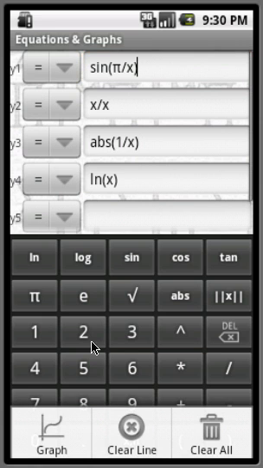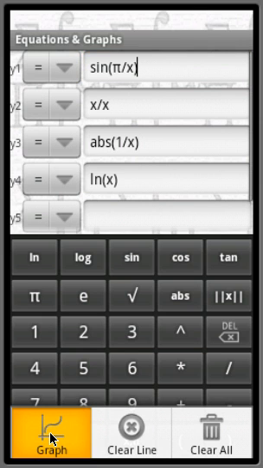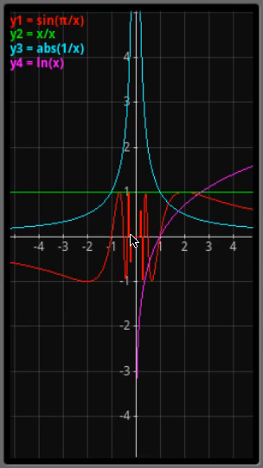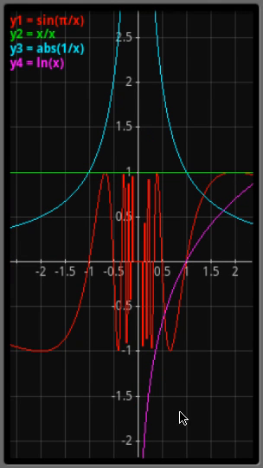So let me graph these. Of course, they're going to show up in the standard window, and I'd like to zoom in just a little bit, so I'm going to zoom in a couple of times. And of course, the point of interest here would be when x is 0. We see that the red function, sine of pi over x, oscillates as you approach from the left or from the right, and it oscillates between positive 1 and negative 1.